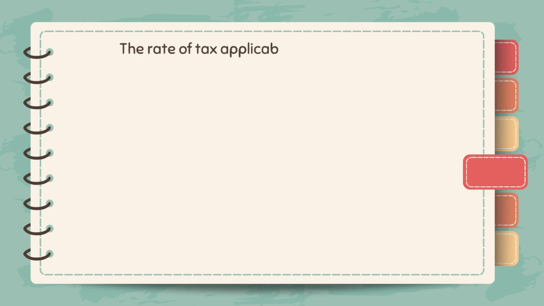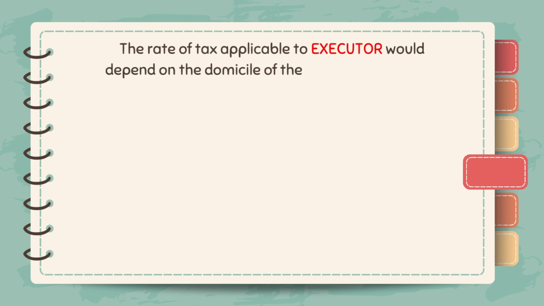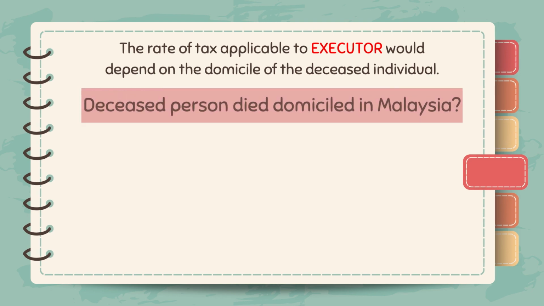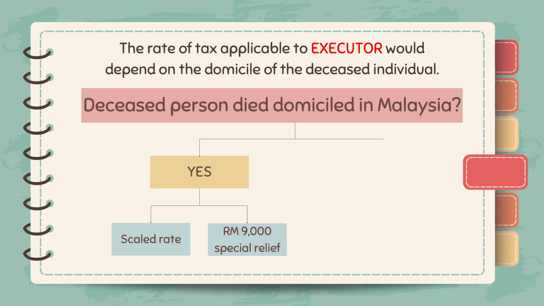The rate of tax applicable to the executor would depend on the domicile of the deceased individual. Deceased person died domiciled in Malaysia. If the deceased person passed away with domicile in Malaysia, the executor will face a scaled rate along with a special relief of RM9,000. However, if the deceased person was not domiciled in Malaysia, the executor will be subjected to a flat tax rate of 24%.